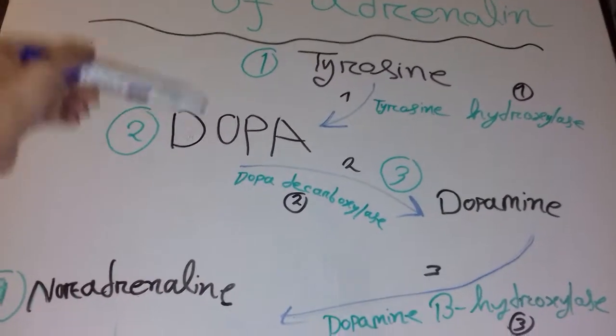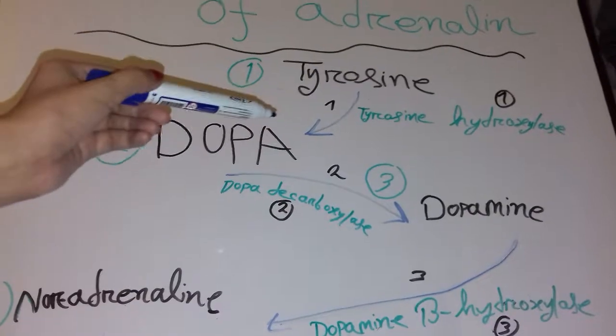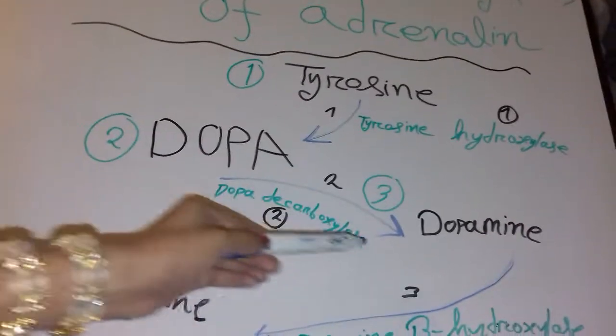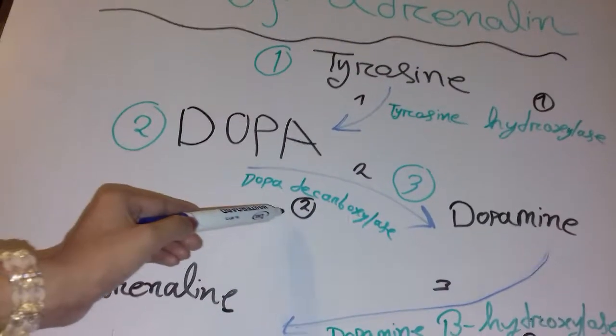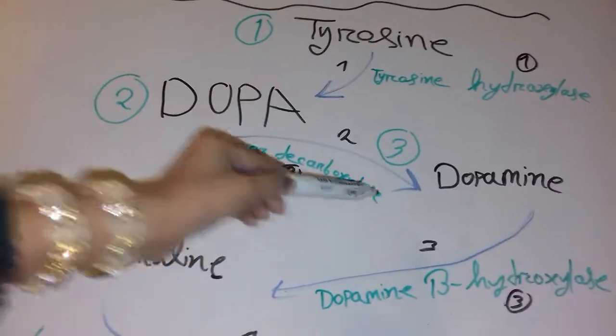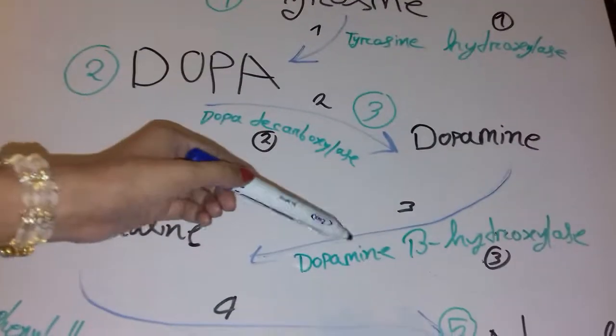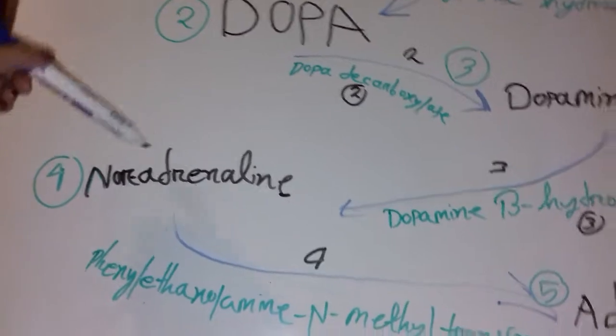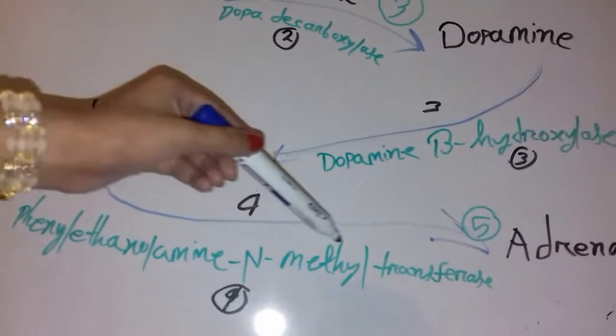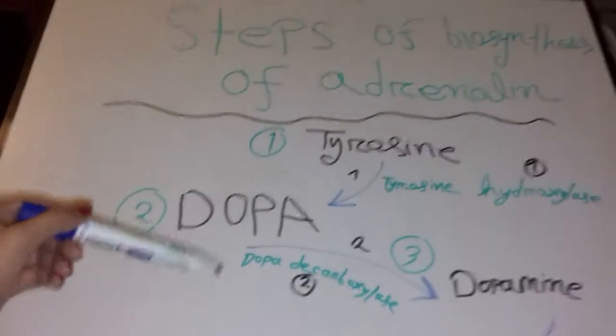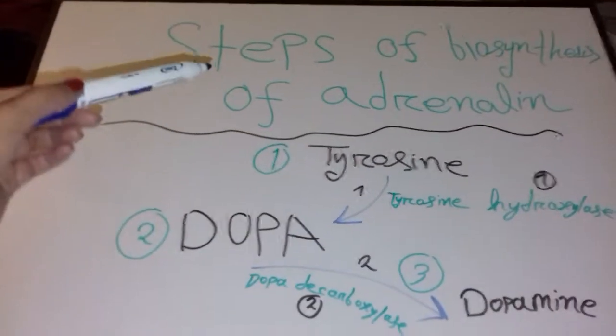Tyrosine converts into dopa by the action of tyrosine hydroxylase, and dopa converts into dopamine by the action of dopa-decarboxylase, and dopamine becomes noradrenaline by the action of dopamine beta-hydroxylase, and noradrenaline becomes adrenaline by the action of phenylethanolamine N-methyl transferase. So, I again tell this.